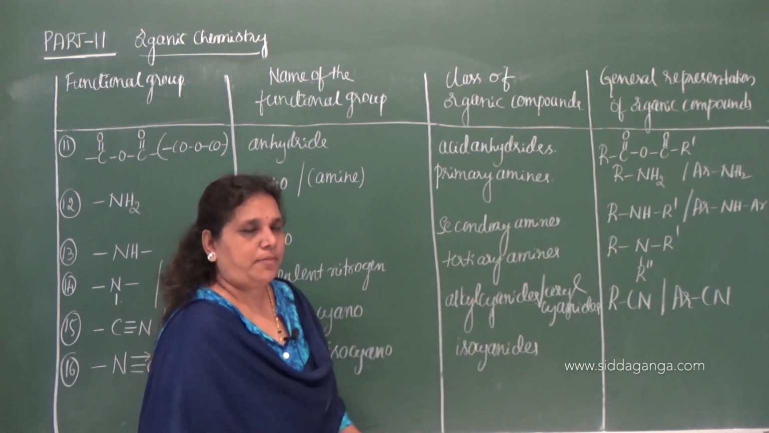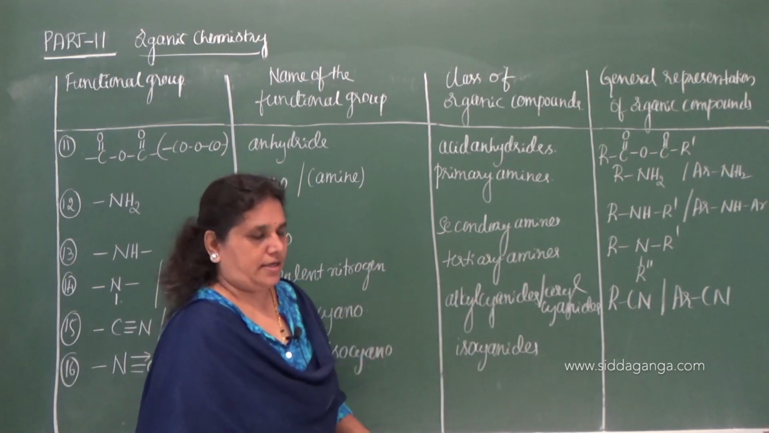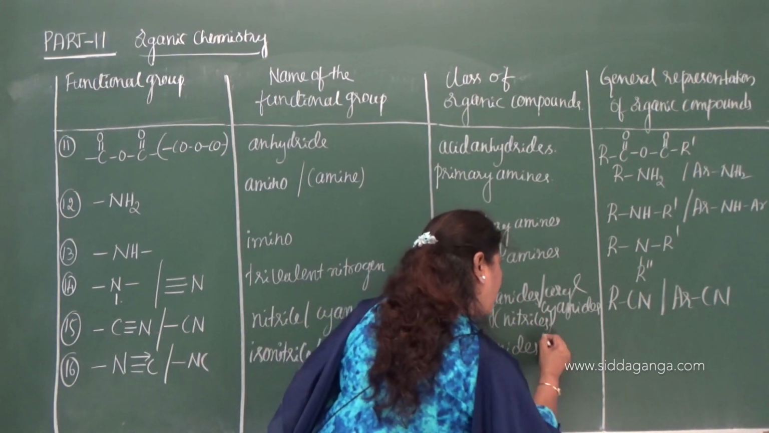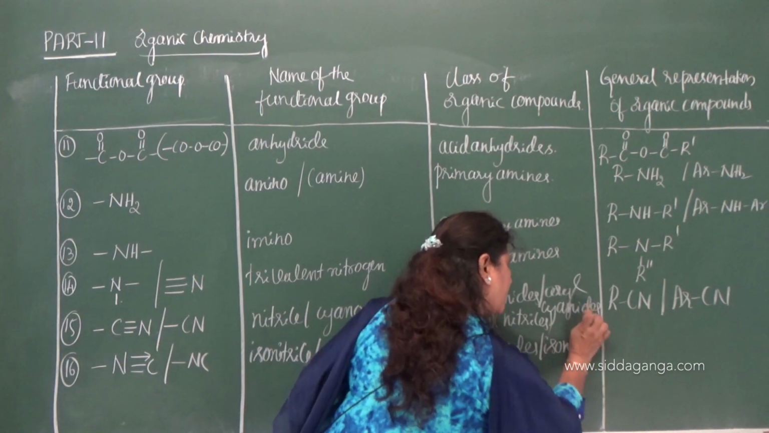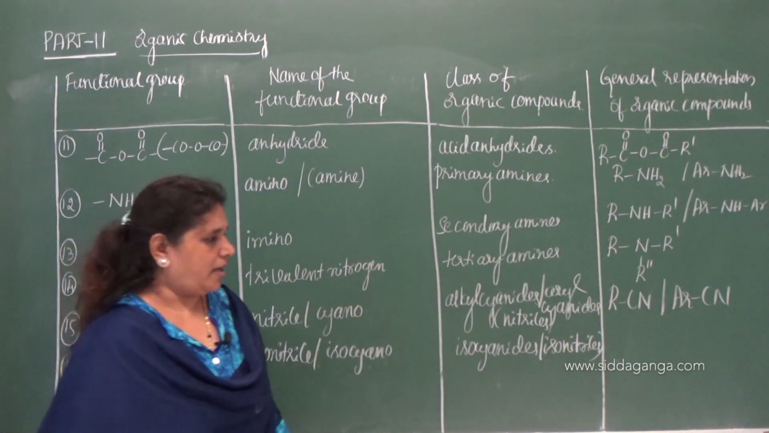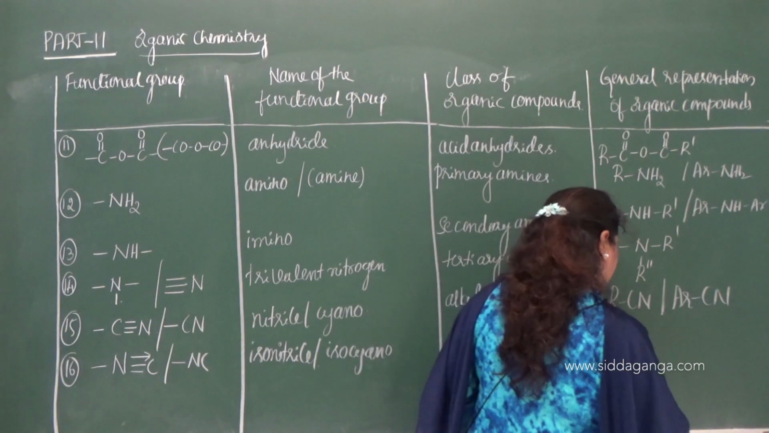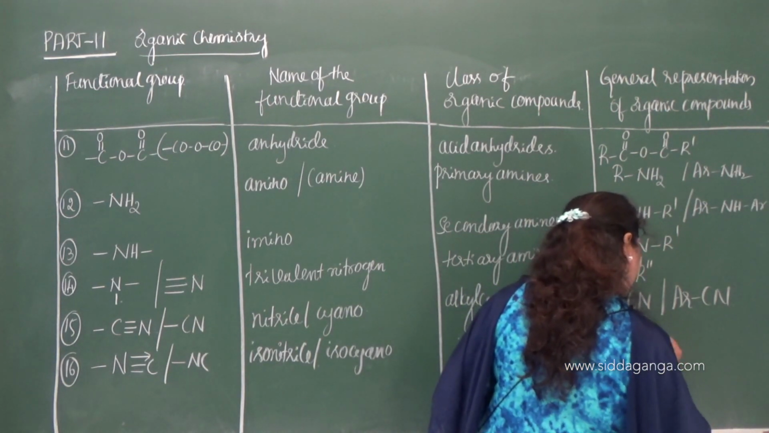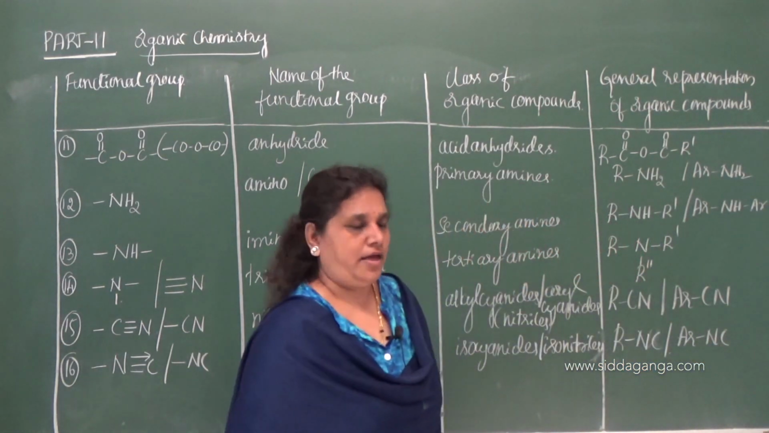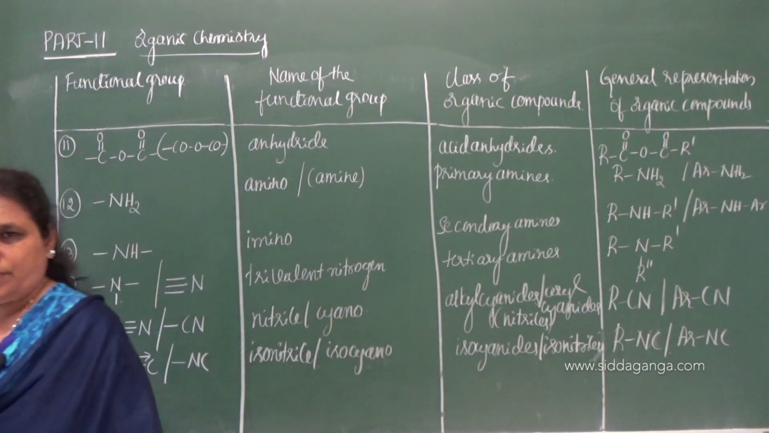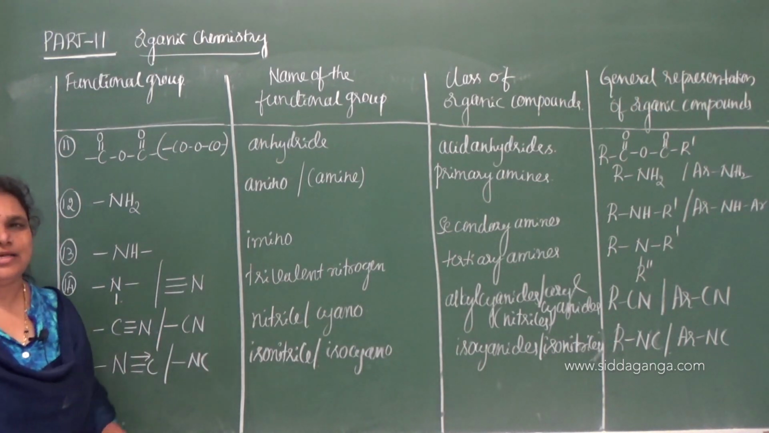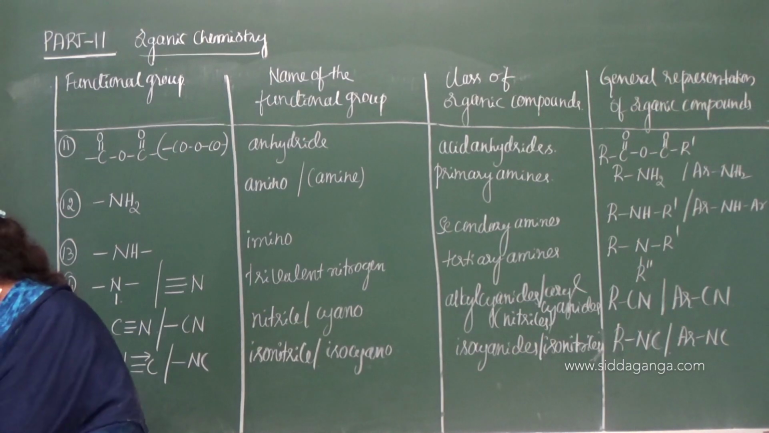Isocyanides is the class of organic compounds. Here we can also name them as nitriles and isonitriles. Okay, this is the class of organic compound. Then how to represent this? Representation of isonitriles: RNC or ArNC. So this is the representation of the nitriles and the isonitriles. So that is the 16th class of organic compounds based on the functional group.